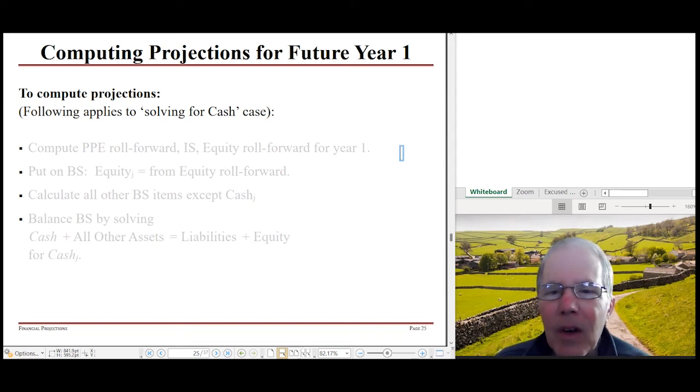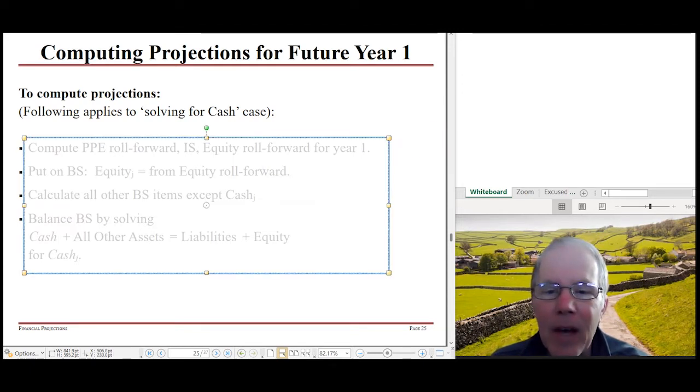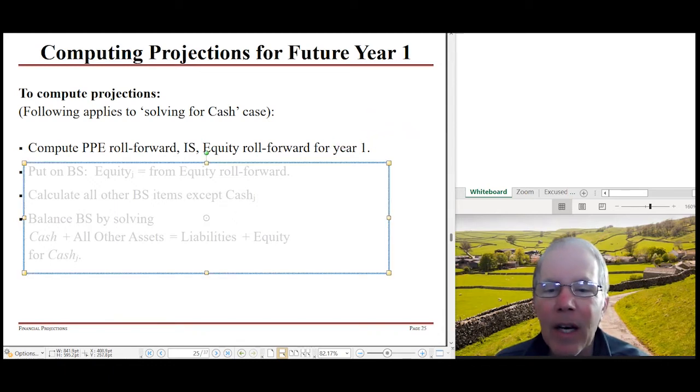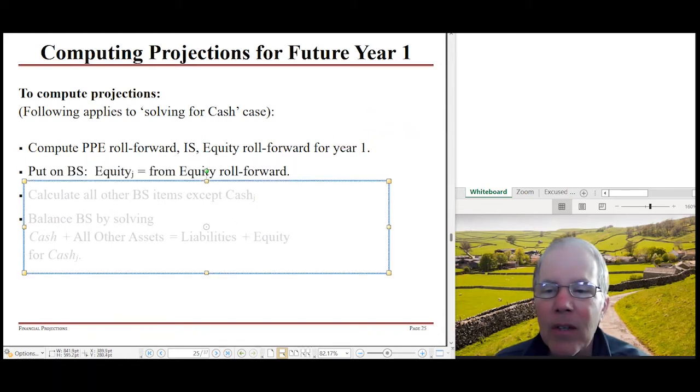All right, so let's go ahead and do some projections for Sahali for the next year. So here's how we're going to do it. And remember, our big question account is cash. That's what we're going to solve for at the end of the day on the balance sheet. So first, we will compute our PPE roll forward, income statement, and equity roll forward account statements and equations.